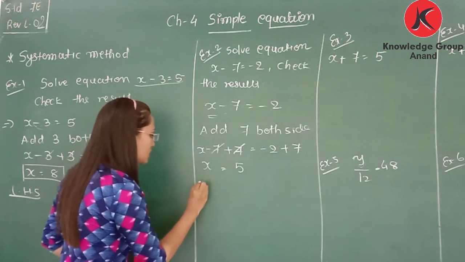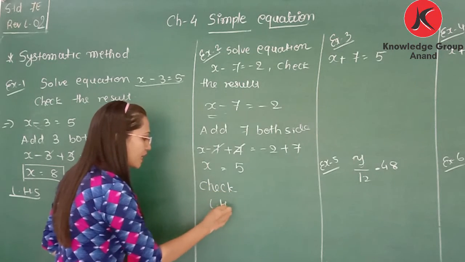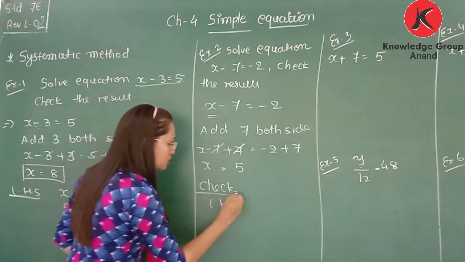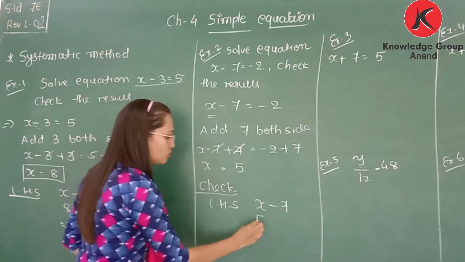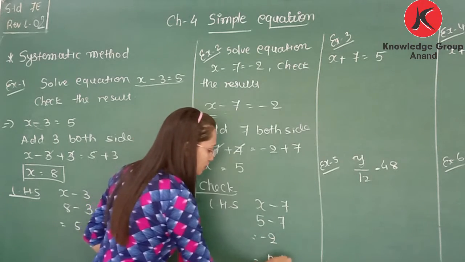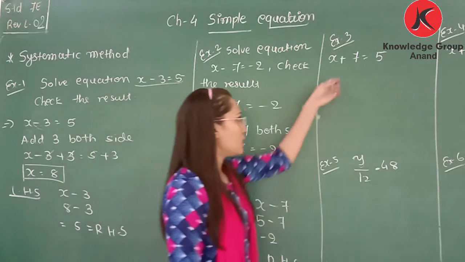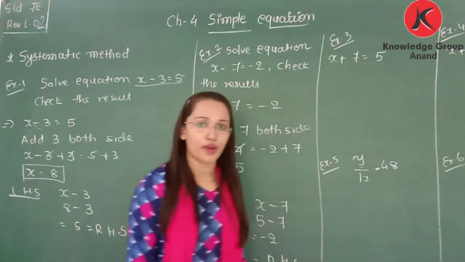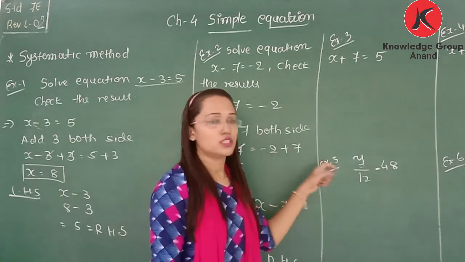Now check the result. Our left hand side is x minus 7. Now write the value of x, 5. So that is -2 and it is equal to our right hand side. Now next is x plus 7 is equal to 5. Again you need to apply the method and check the result.